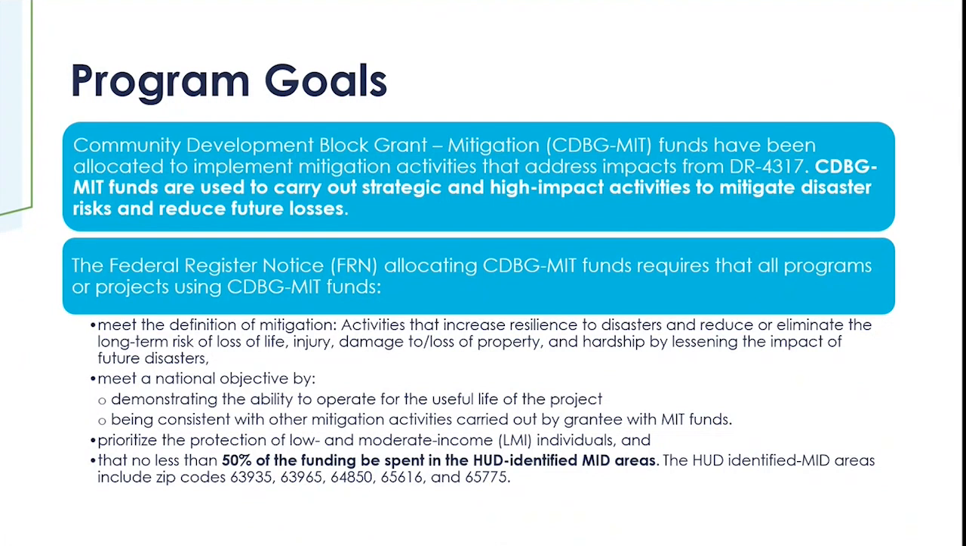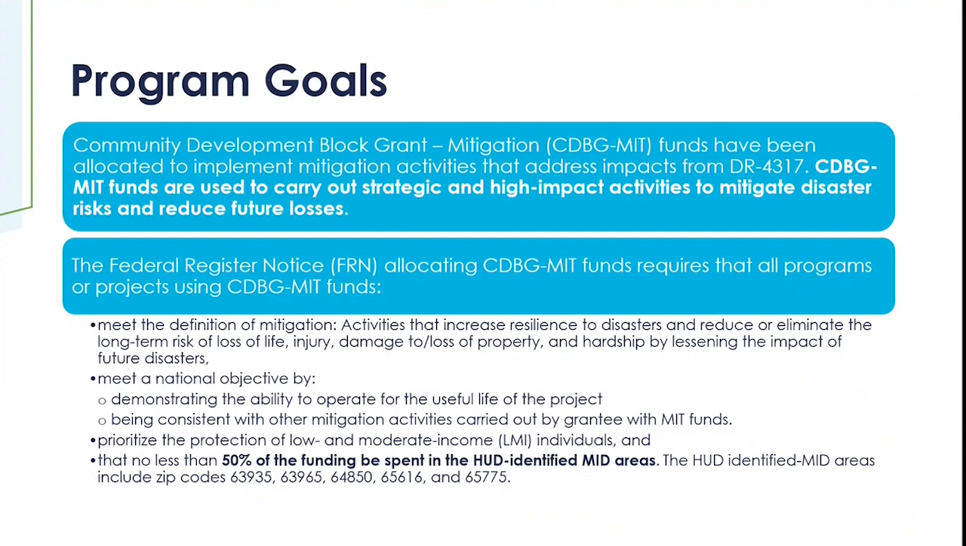The funds are designed to address activities that will mitigate future disasters. As you all know, disaster recovery funds typically try to address the impacts of a disaster that has occurred in the near past. MIT funds instead look forward. They entertain activities that will mitigate or lessen the next disaster. Projects under this category that are applied for by applicants that are eligible for 4317 must meet the definition of mitigation, which is activities designed to increase resilience to disasters and reduce or eliminate the long-term risk of loss of life, injury, damage to, or loss of property and hardship by lessening the impact of future disasters.